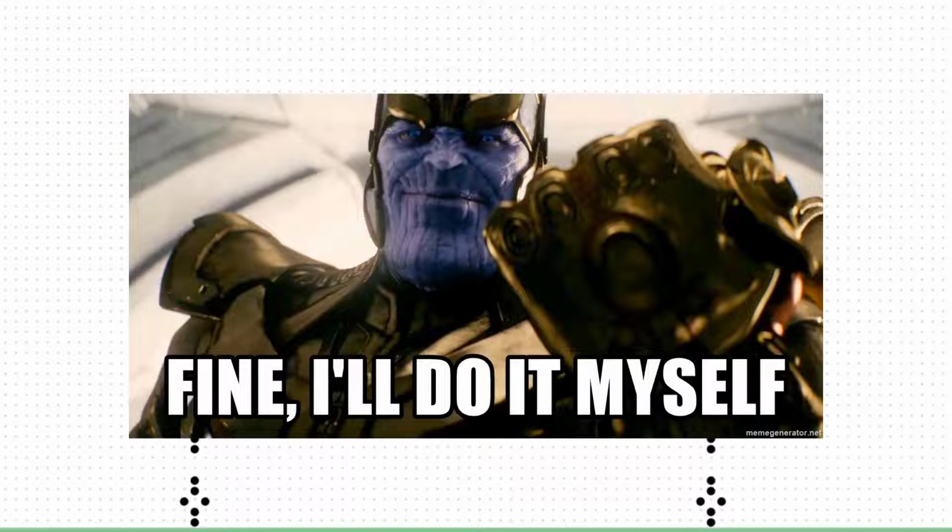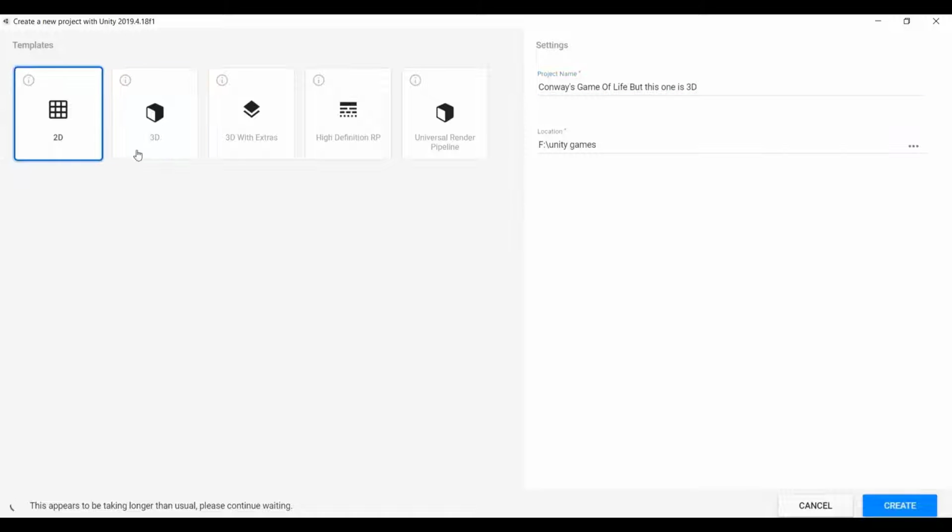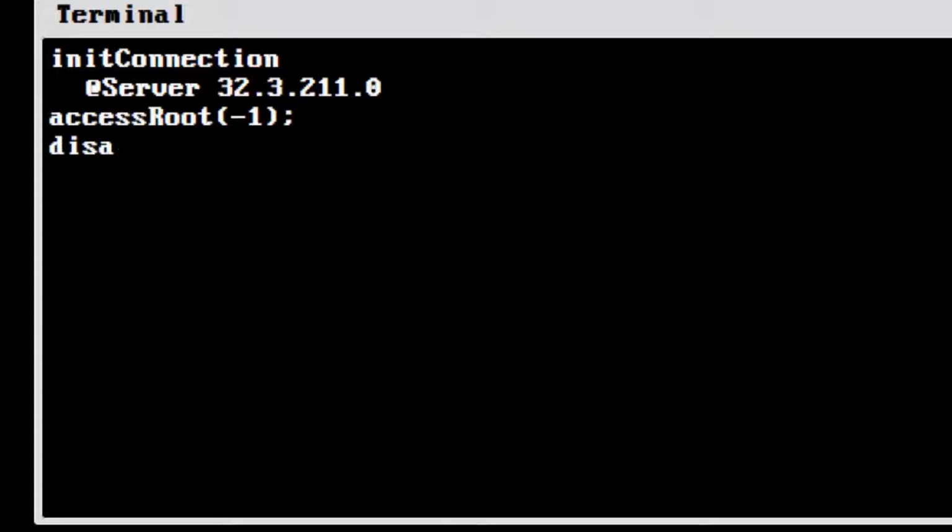So what are we waiting for? Let's start! Anyway, in order to make the game in 3D, I decided to use Unity engine, not because this is the best game engine out there, but because this is the only game engine I know. So I opened the project and named it Conway's Game of Life, but this time it's 3D. And I set the template to 3D because it's supposed to be a 3D game. The 2D version is already available. And I then started working on it.